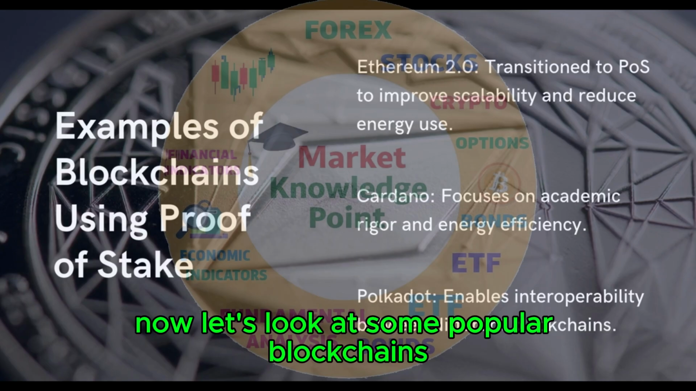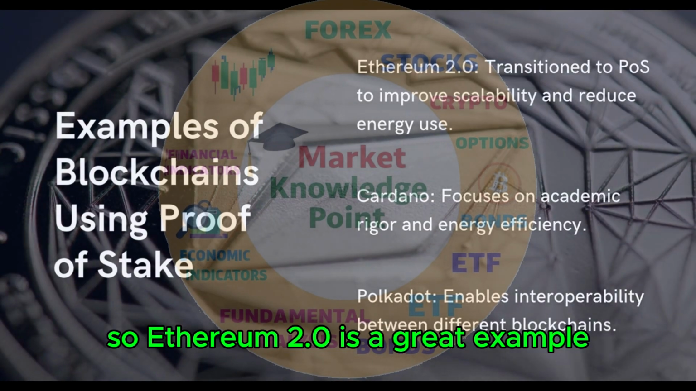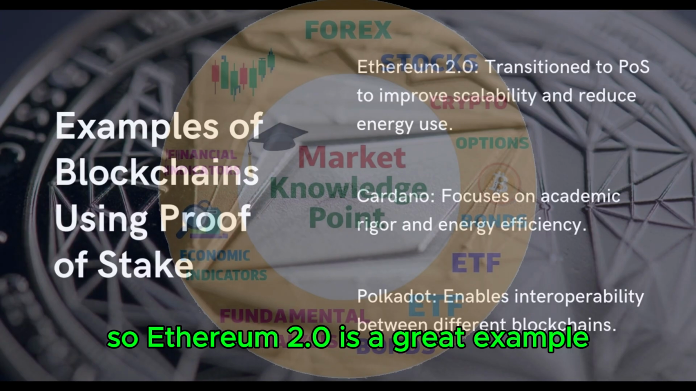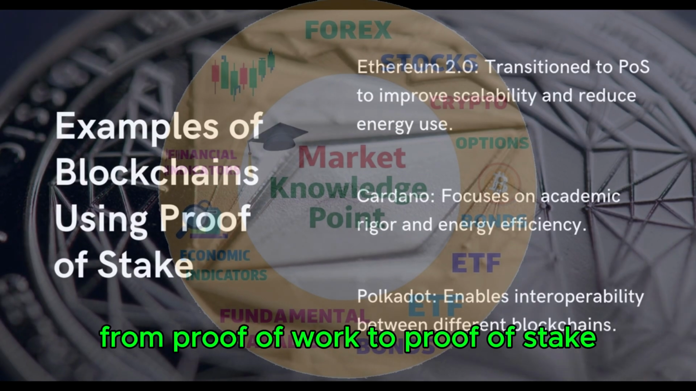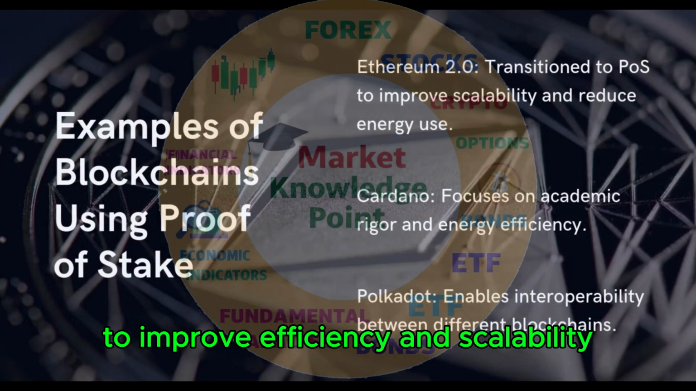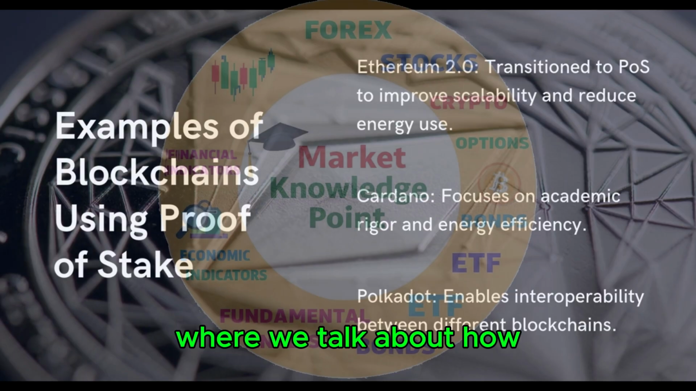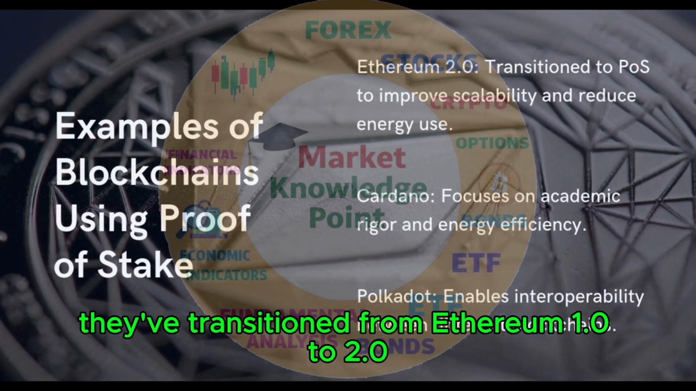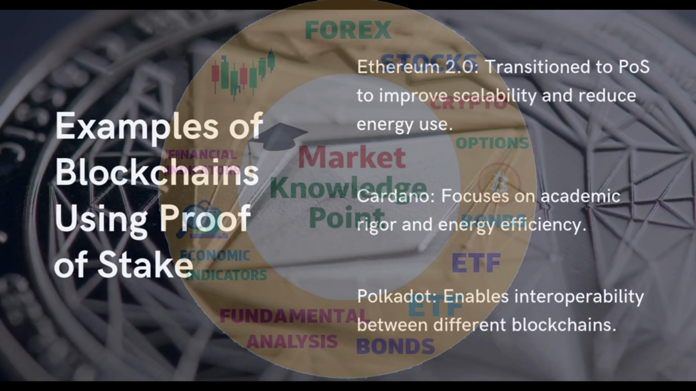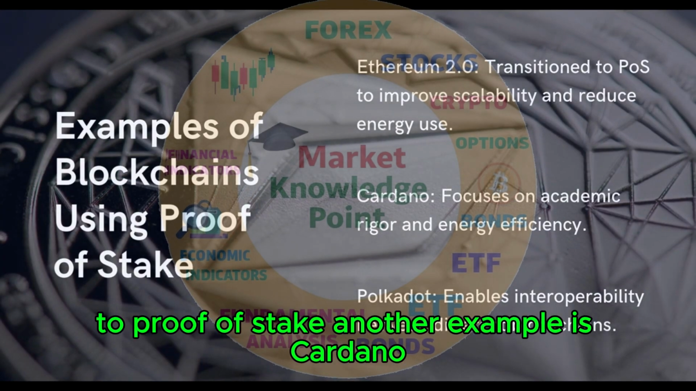Now let's look at some popular blockchains that use proof of stake. So Ethereum 2.0 is a great example. So these guys transitioned from proof of work to proof of stake to improve efficiency and scalability. And it's something that we cover in the Ethereum module where we talk about how they've transitioned from Ethereum 1.0 to 2.0. And part of that transition involves moving from proof of work to proof of stake.